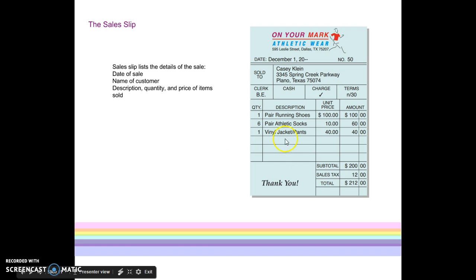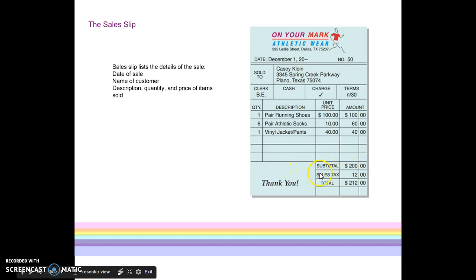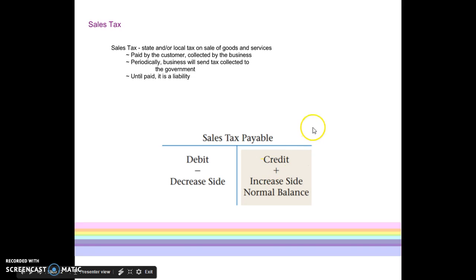Let's take a look and see how we are going to record this when we account for these types of sales. The account, or a new account that we have to consider, because it was indicated on the sales slip, let me go back and show you right here, sales tax, $12. We have to account for that. Sales tax is a liability. Sales tax payable is the account title.